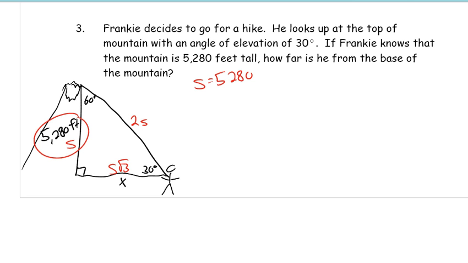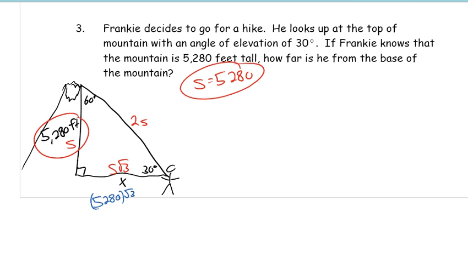5,280 is our S, so we've got it done, got it covered, no worries there. And we want to see how far it is from the base, so we're going to plug that in. 5,280 times the square root of 3. Pull out our handy dandy calculator. We could also keep that as an exact answer if we want, but again, that doesn't mean much to people who aren't math experts like us.